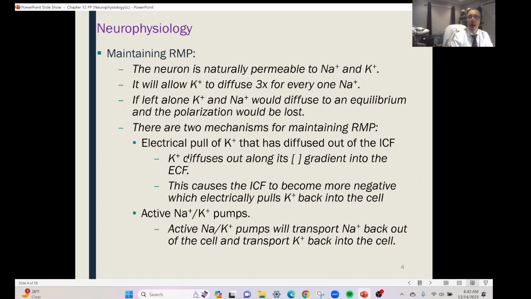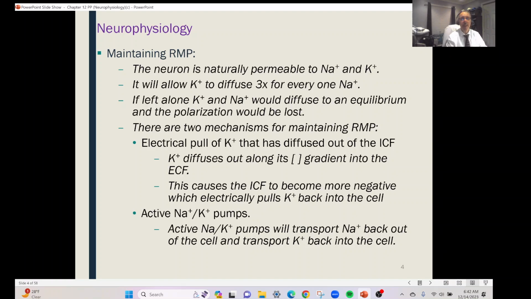So here's what happens. As potassium diffuses out of the cell, the inside of the cell is going to become more negative, right? Think about that. The inside of the cell is negative. Now we have potassium leaving. Potassium is a positively charged ion. That means the inside of the cell is going to become more negative. Well, that strong negativity actually attracts and pulls the positively charged potassium back into the cell. Remember, opposites attract, right?